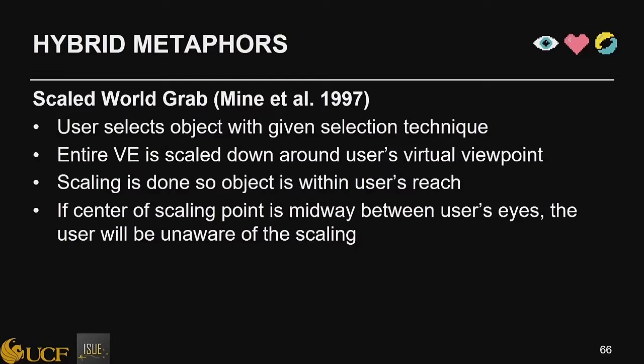Now, scale world grab is another interesting one. And when I tell people about this one, they don't believe me when I say this, but it's true. It works. The math works out. What happens in this case is that the user selects objects with a given selection technique. It could be anything. But then what you do is the entire virtual world is scaled down around the viewpoint, right? So around the user's virtual viewpoint. And if the scaling is done properly, okay, the object now becomes in reach because you effectively are huge in the virtual world, all right?